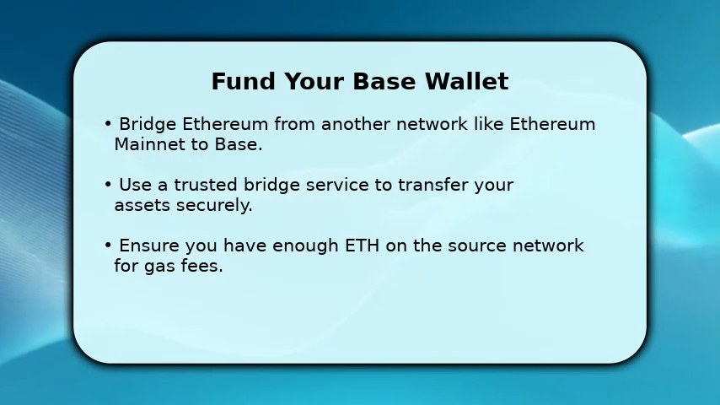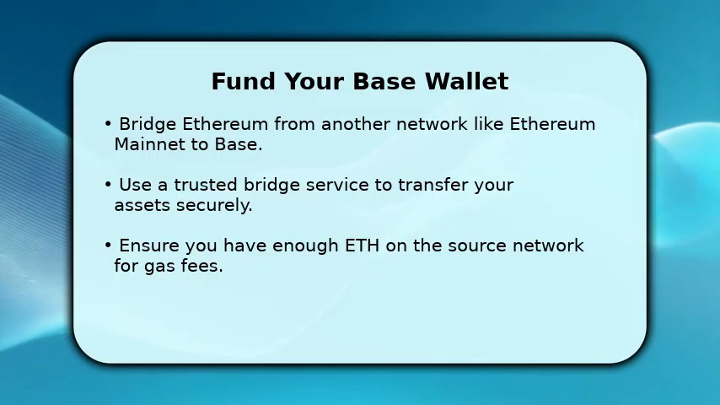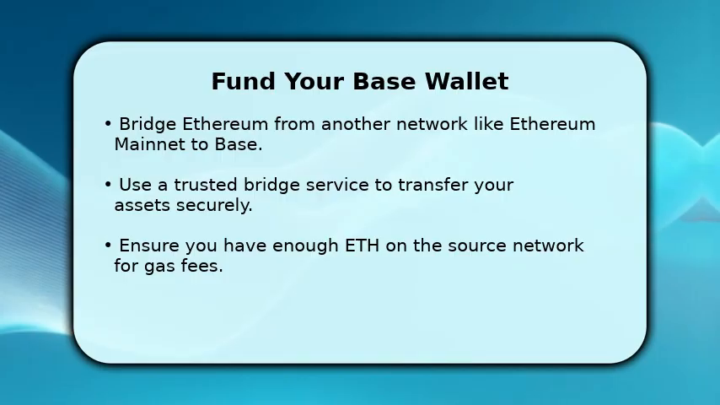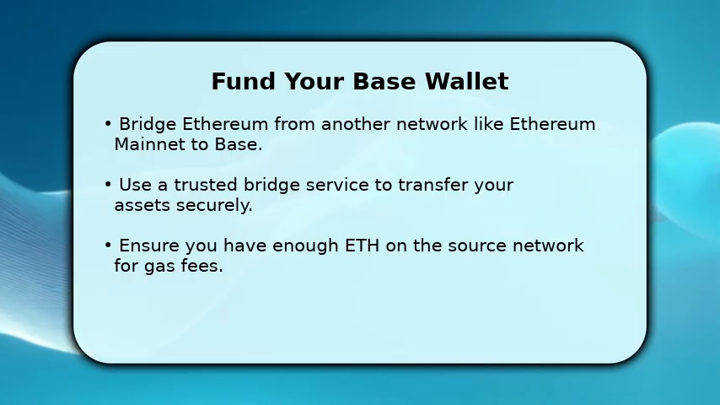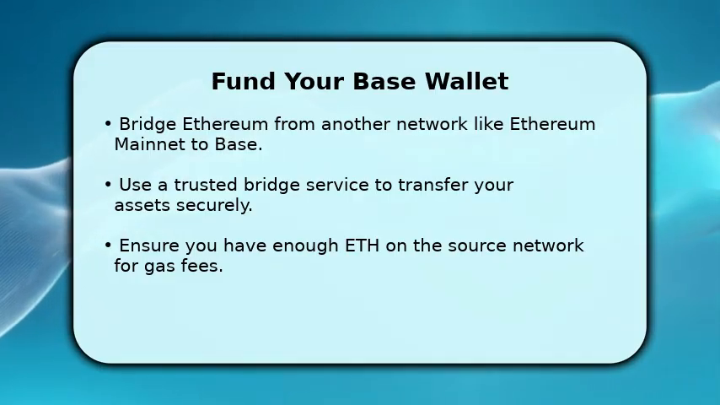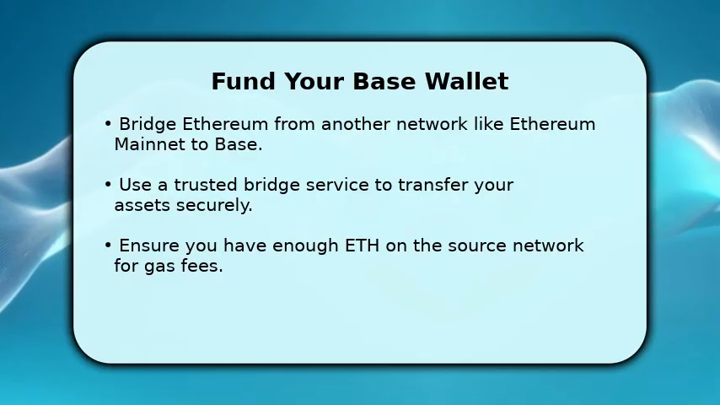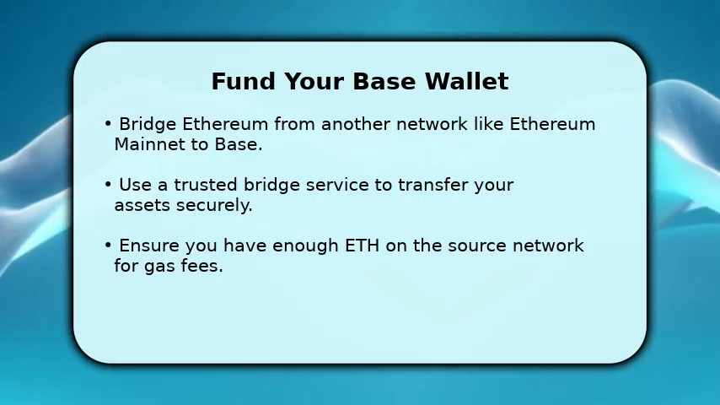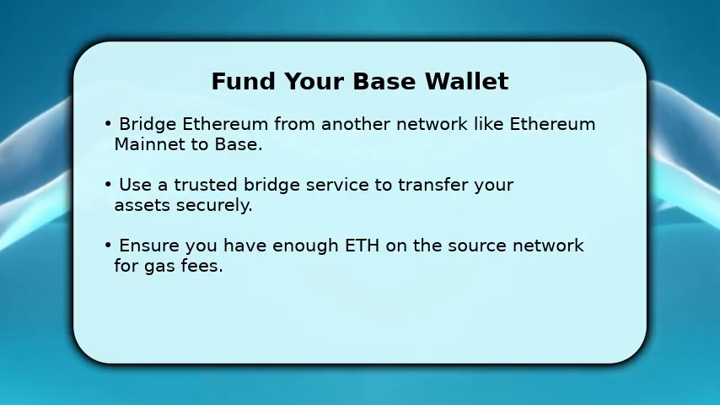Now that Base is connected, you'll need to fund your wallet. The easiest way is to bridge Ethereum from another network, such as the Ethereum mainnet, directly to Base. Utilize a reputable bridging service to ensure your assets are transferred safely. Remember to account for gas fees on the source network, which can vary. After initiating the transfer, confirm the transaction details on the bridge's interface, and then check your MetaMask wallet for the arrival of your funds on the Base network.